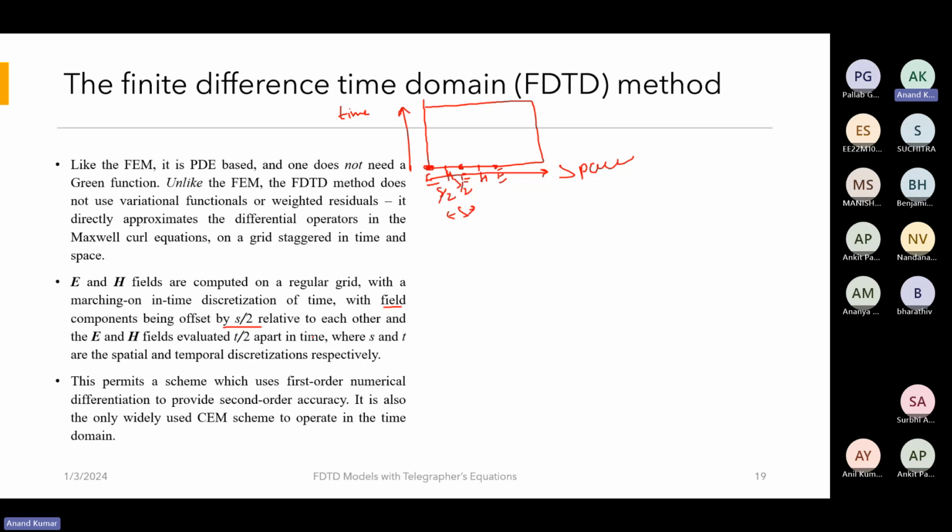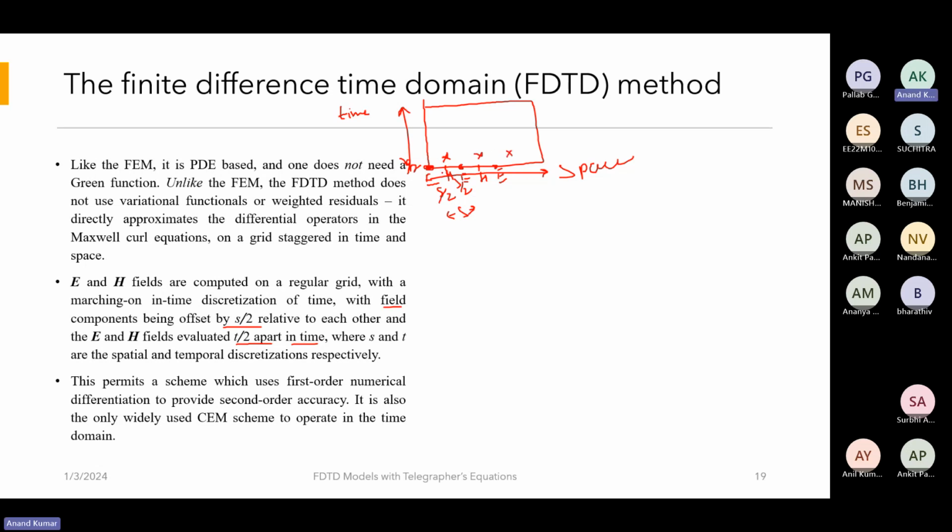Now it says that the electric field and magnetic field values are T by 2 apart in time as well. So if you're moving with time, the electric field values and the magnetic field values are T by 2 apart. So this particular H value is not exactly over here, it is somewhere over here. It is T by 2 away from the electric field in time and S by 2 away in space, so it will be calculated over here. Similarly, this H value will be calculated over here in time.